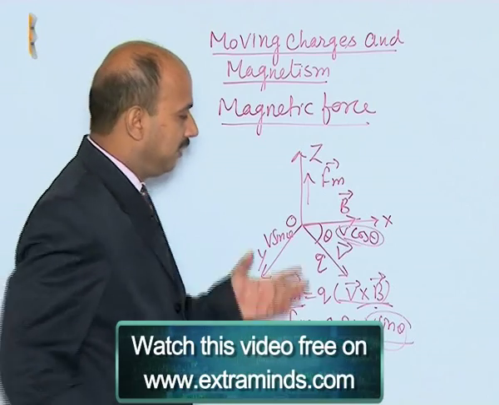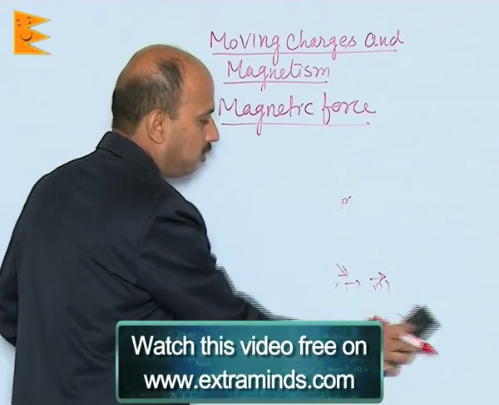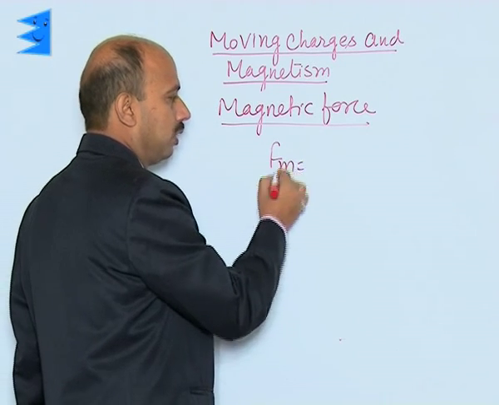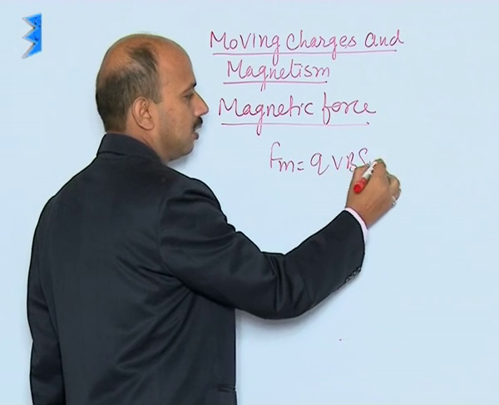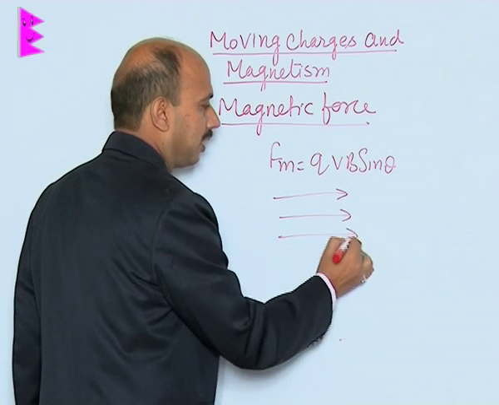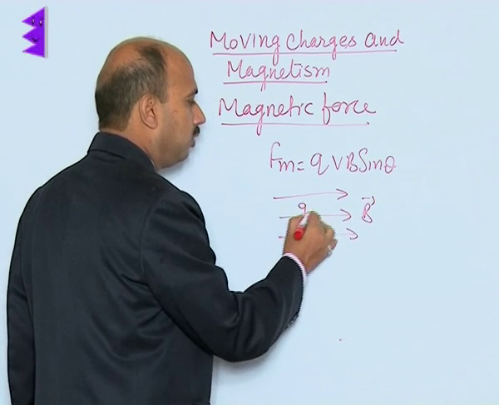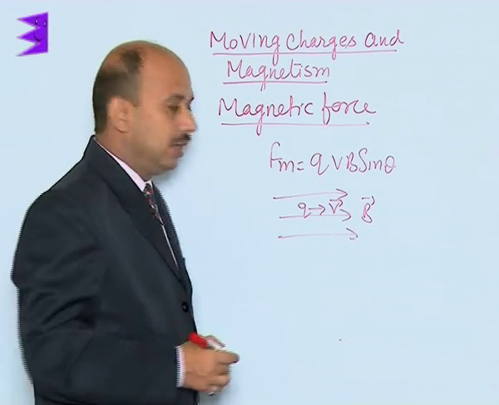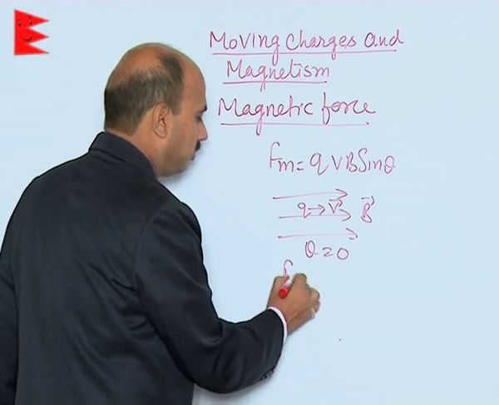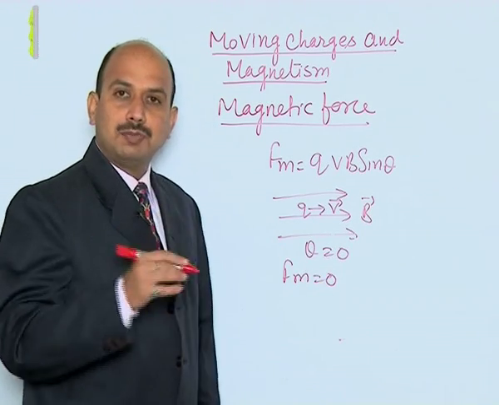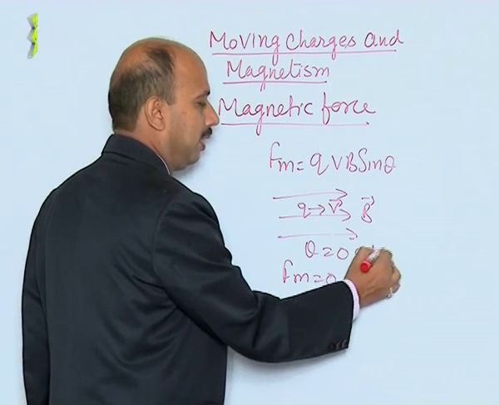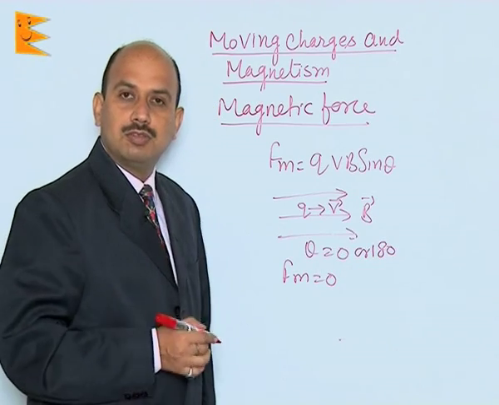So, let us study the different cases. The magnetic force Fm is equal to qvB sin theta. This is the formula for the magnetic force. Suppose the magnetic field is acting this side and the charged particle q is moving with velocity to this side. It means theta is equal to 0. If theta is equal to 0, the magnetic force is equal to 0. So, when the charged particle moves in a magnetic field parallel or anti-parallel, because we can take theta as 0 or 180 degrees, in both cases the magnetic force is 0.